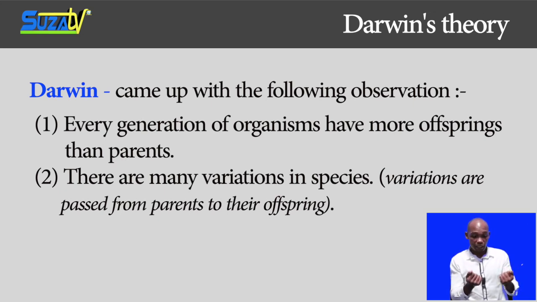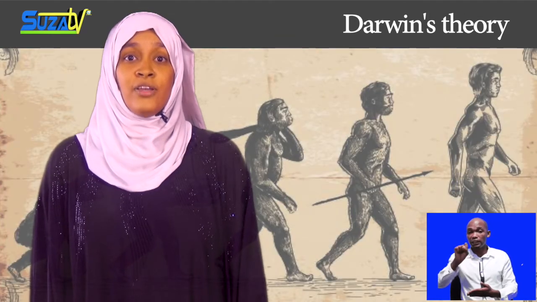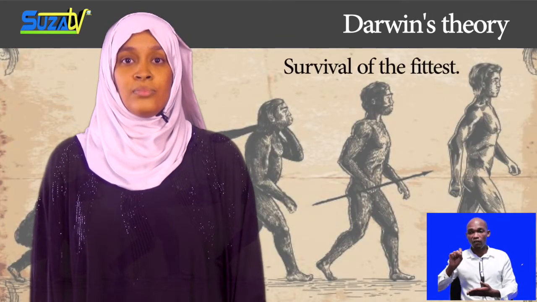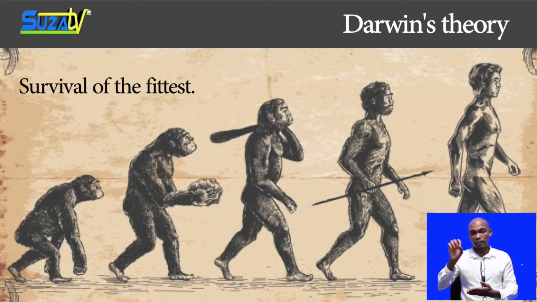Advantageous variations enable survival in the environment. Organisms with disadvantageous variation die. This is called survival of the fittest. Offspring with favorable variation grow into adults and reproduce.